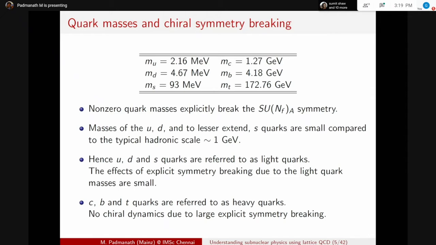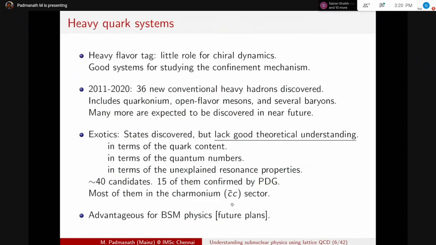There the chiral dynamics is almost absent. So the light quarks are called chiral quarks, because they have very small mass and nearly respect these chiral symmetries. While these quarks, since they are very heavy, don't show any chiral properties. So they don't really have any chiral dynamics due to this large explicit symmetry breaking. That's why we call C and B quarks heavy quarks. Most of my calculations are focused on heavy quarks because they are quite nice to study. This is what I discuss in the later part of the next slide.